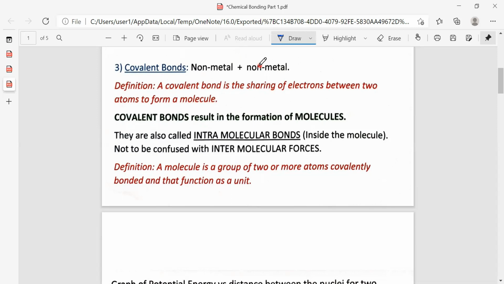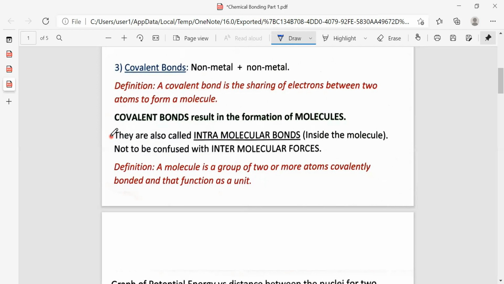The definition of a covalent bond, you have to know this. It is the sharing of electrons between two atoms to form a molecule. Covalent bonds result in the formation of molecules, and covalent bonds are also called intramolecular bonds, inside the molecule. They bond the atoms together to form the molecule. So it's intramolecular bonds. Don't confuse this with intermolecular forces, which is a section you're still going to do.